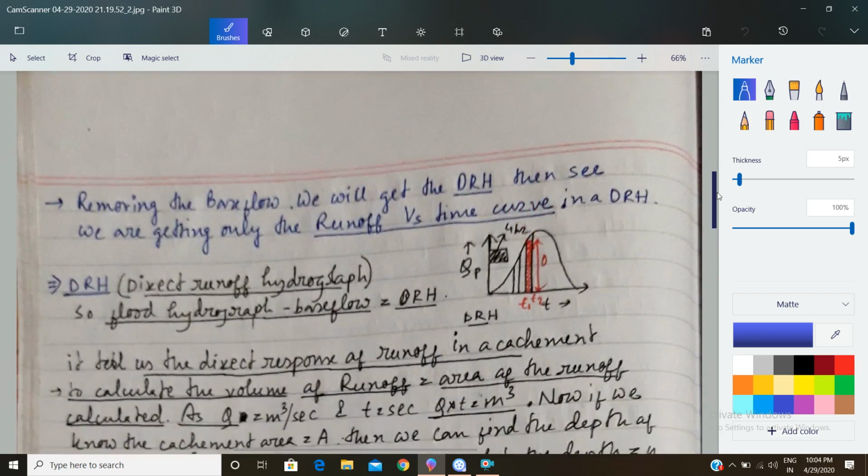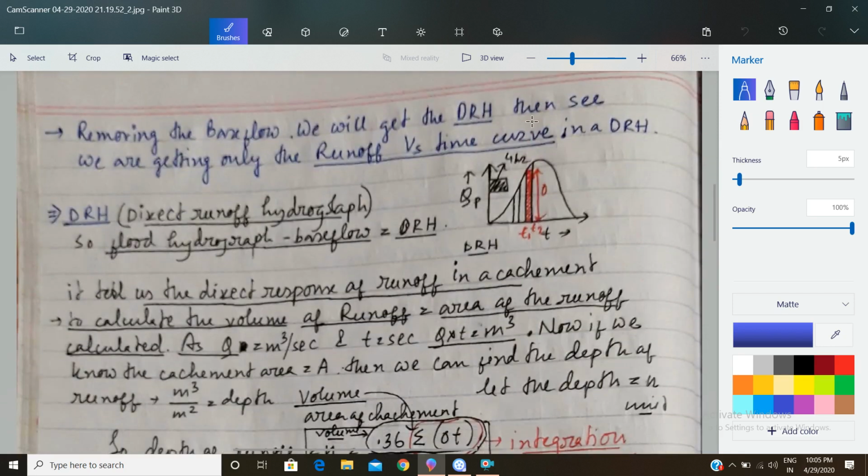Now see, removing the base flow, we will get the DRH. Then we are getting only the runoff versus time graph in the DRH. Firstly we were getting the discharge versus time graph. Now if we just deduct the base flow from that hydrograph, we are getting a hydrograph which is just the direct runoff versus time. This is known as the direct runoff hydrograph, written here as DRH. It tells us the direct response of runoff in a catchment.